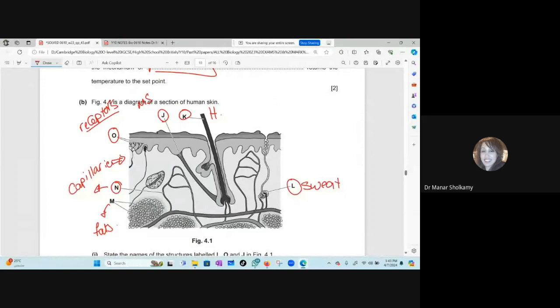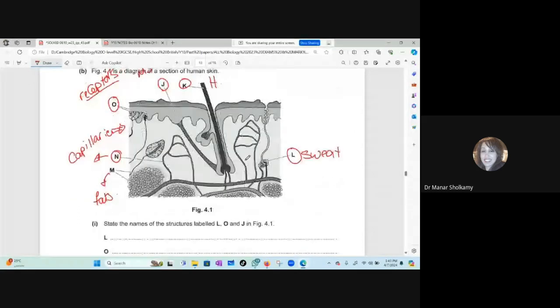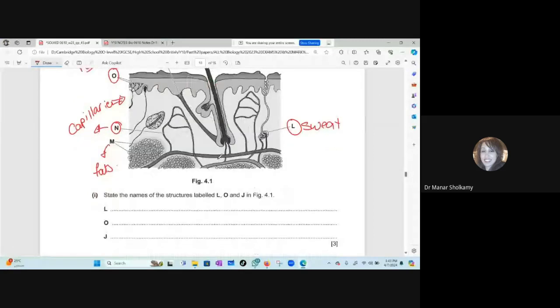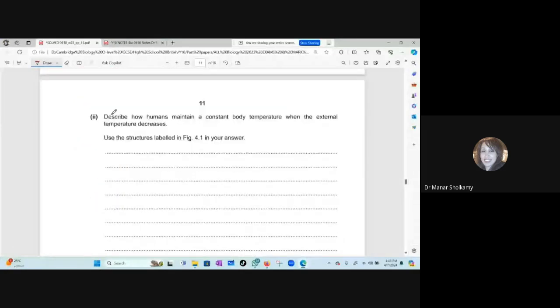State the names of the structures labeled L, O, and J. We just did. L, where is L? Sweat gland. O, we said these are the receptors or nerve endings. And J, this is the erector muscle.